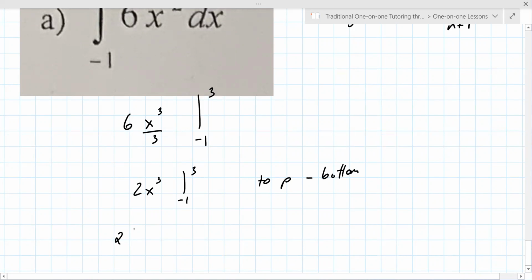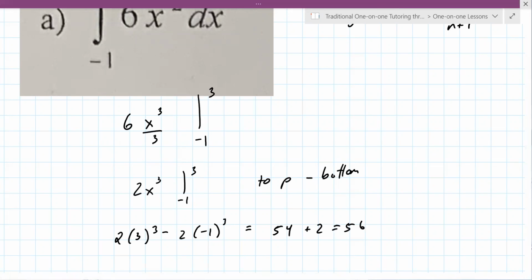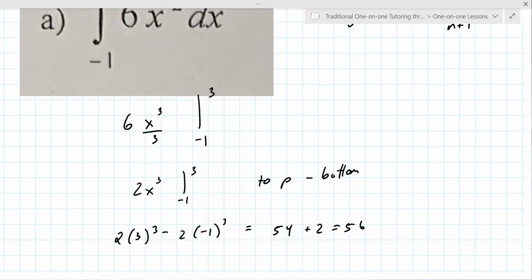So it's 2 times 3 cubed minus 2 times -1 cubed. So that's 54. -1 cubed is -1 times -2 is +2. So you get 56. Okay. So it's basically the same thing as last one, just easier and more simple. Yes. Okay. Now B is different.